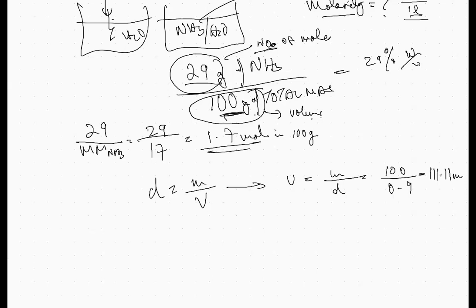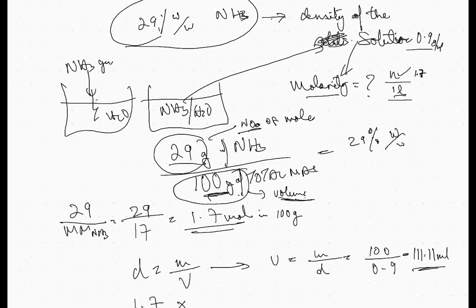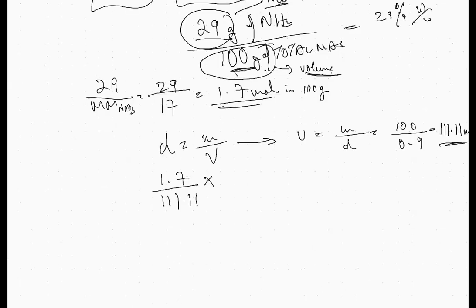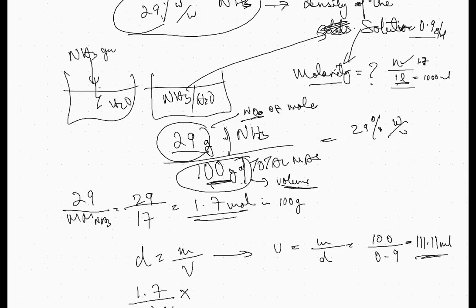So now we can rewrite: 1.7 is in 111.11. For 1,000, that's how the definition works, 1 liter means 1,000 milliliters. So here you take it, 1.7 was in 100 grams, or 111.11 milliliters, so times 1,000.